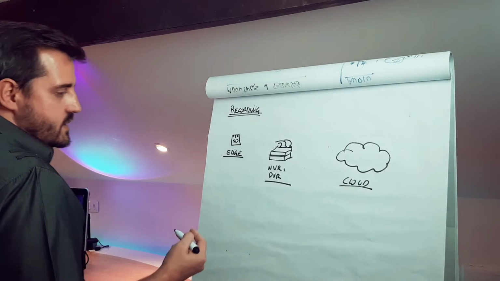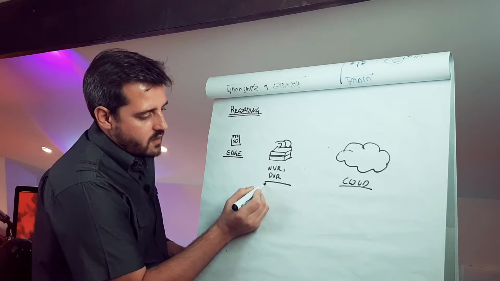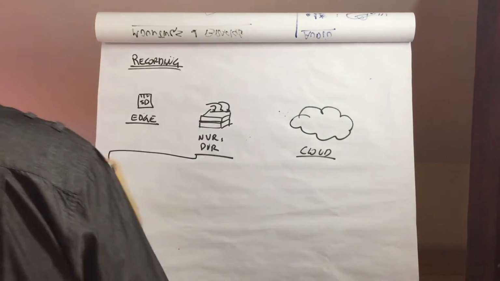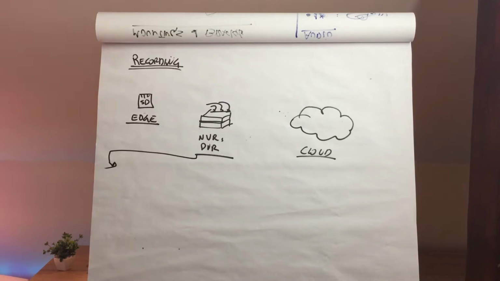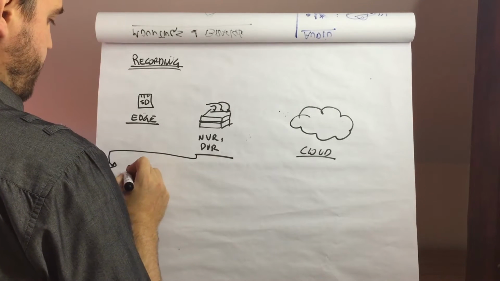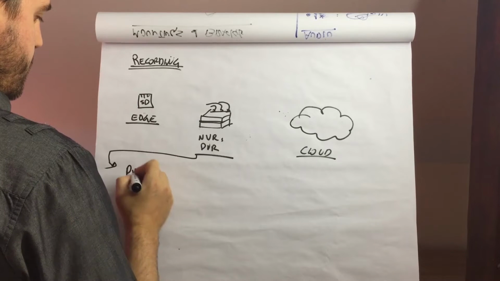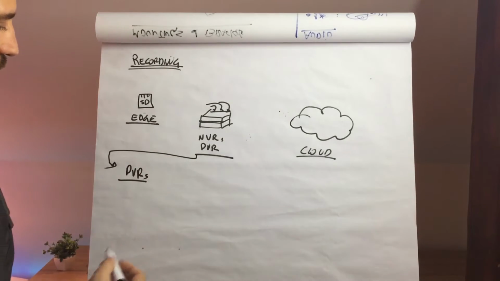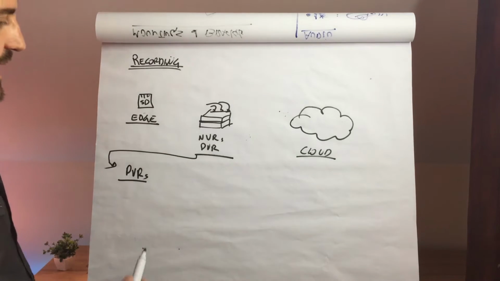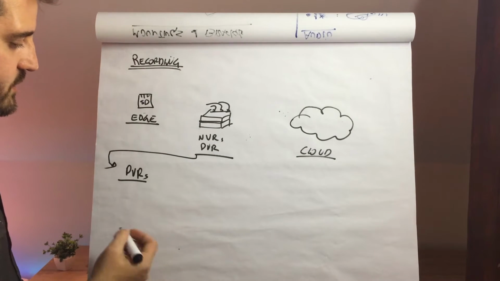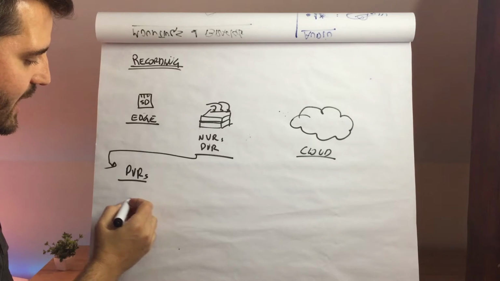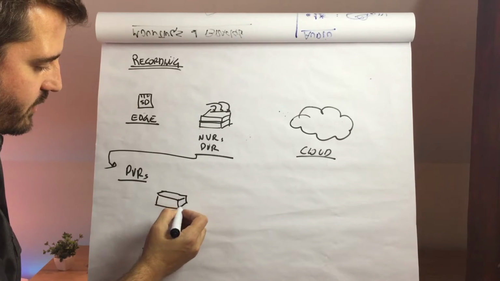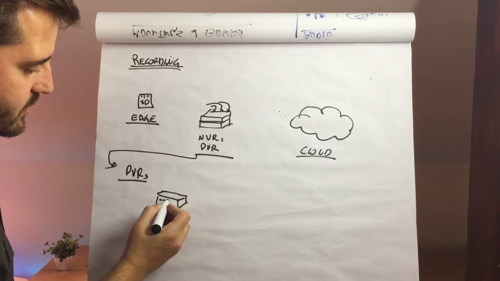Okay, so let's now expand this part on NVRs and DVRs and talk about this. The first type, the oldest one, the legacy stuff, is the DVR, the digital video recorder. With this type of DVR, we have all the camera cables going physically to the DVR, to the back of the DVR.